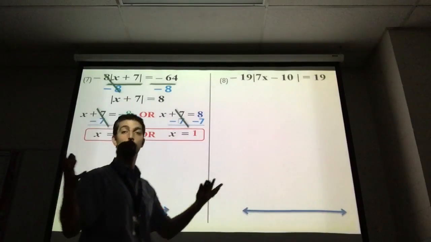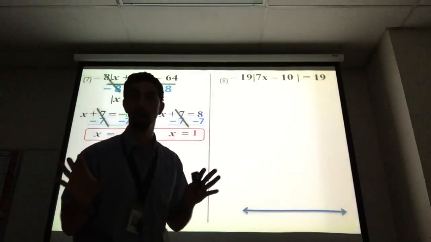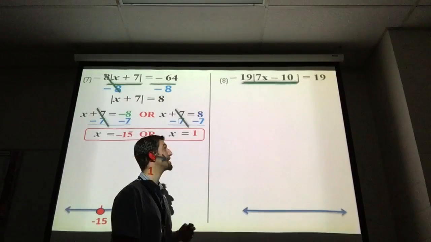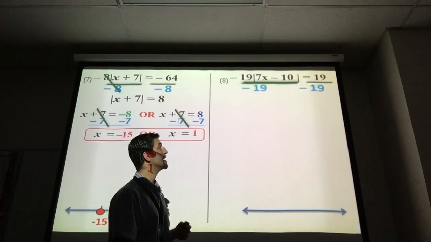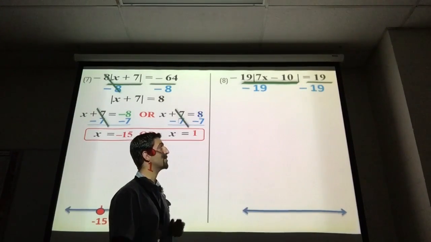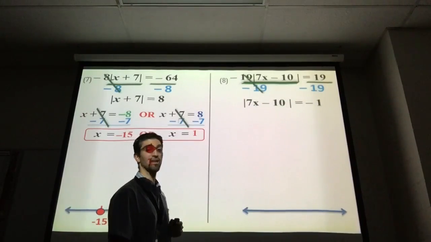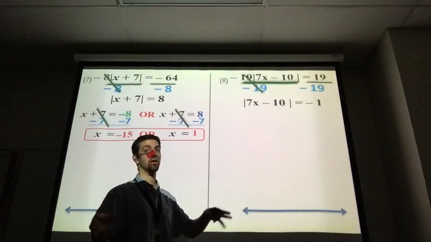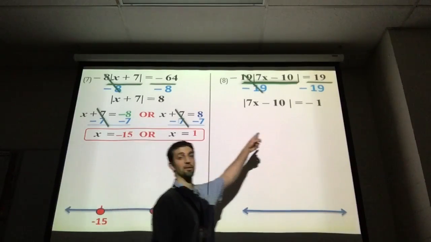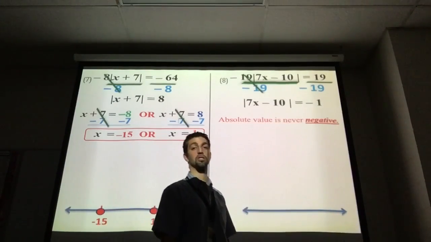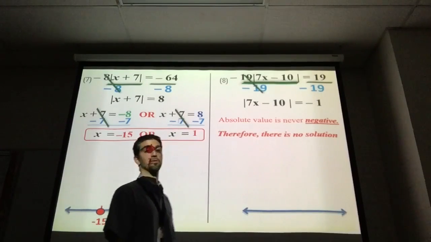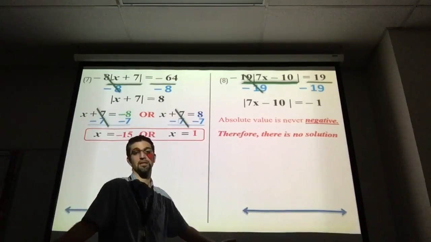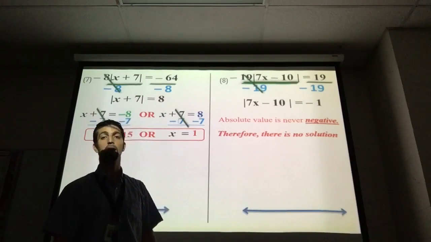Alright, again, I hope you got this one right, and I hope you saw that you had a negative here, because when we divide by negative 19, that negative 19 divided by negative 19 turns into a negative 1. And that should tell you right there, let's stop, this is wrong, because you can't take the absolute value of something and get a negative. So the answer is no solution, because absolute value cannot be negative. This number line stays just like that because it's no solution.